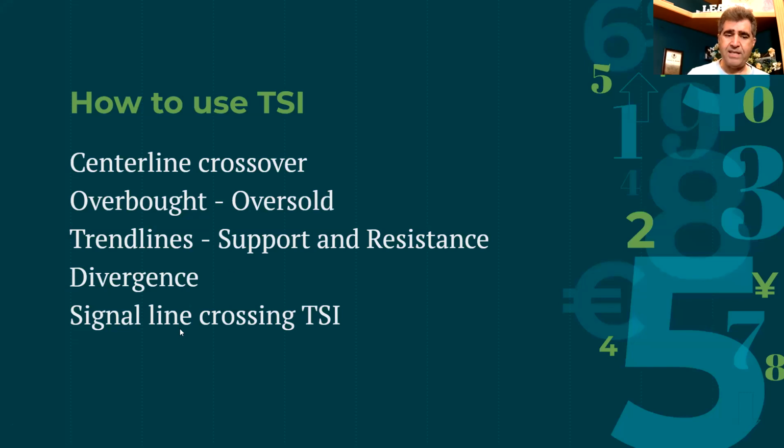The last but not least, remember, we have the signal line, which could be a 7 or 8 bar smoothing line, based on the TSI.